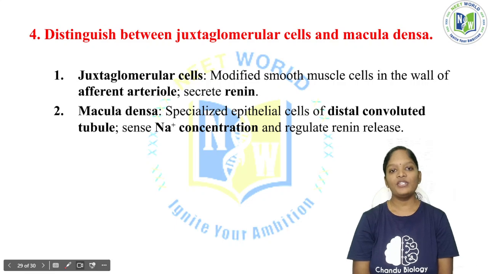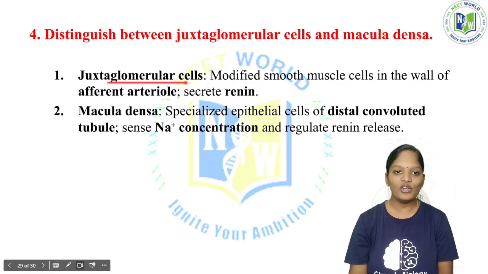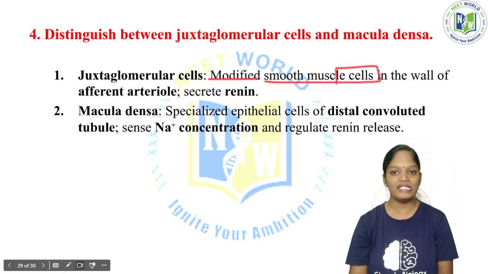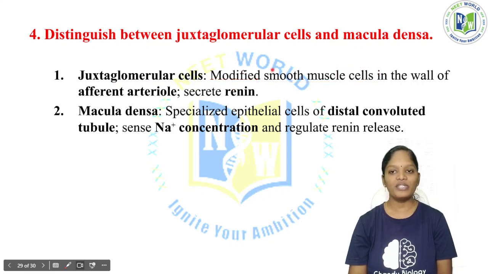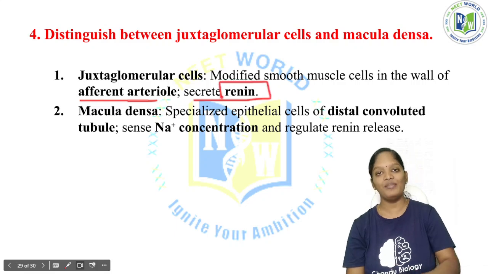Now, distinguish between the juxtaglomerular cells and the macula densa. The juxtaglomerular cells are modified smooth muscle cells in the wall of the arteriole which secrete renin. Very important.